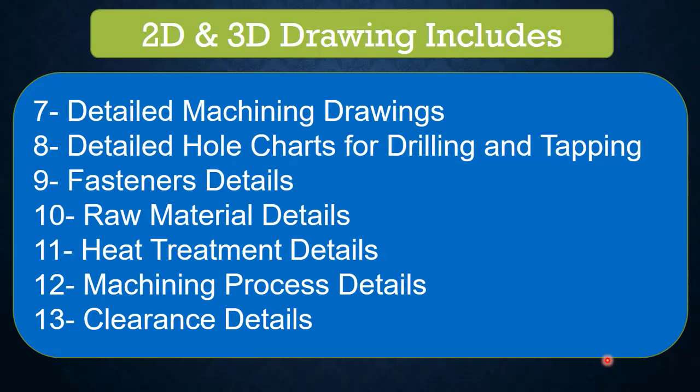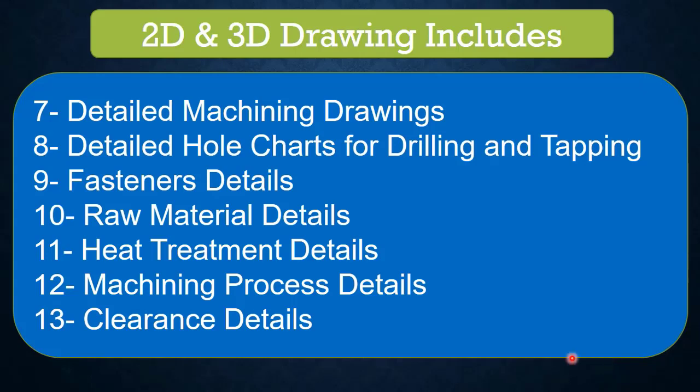Number 7, detailed machining drawings. Each and every die undergoes multiple die machining processes. So there are a few important drawings we need to make for a specific machining process, so that it is easy to machine the blocks with the specified machine.